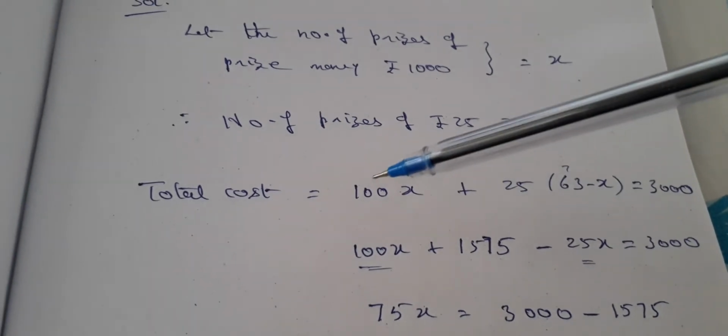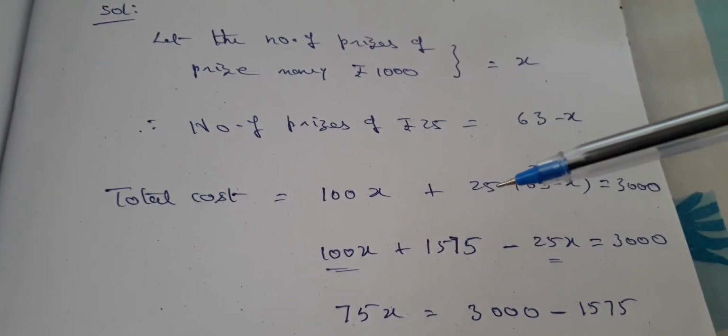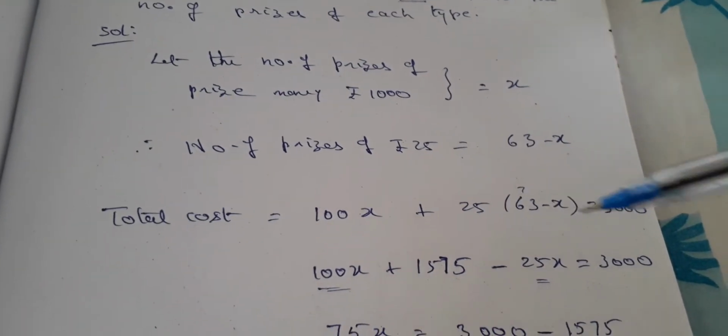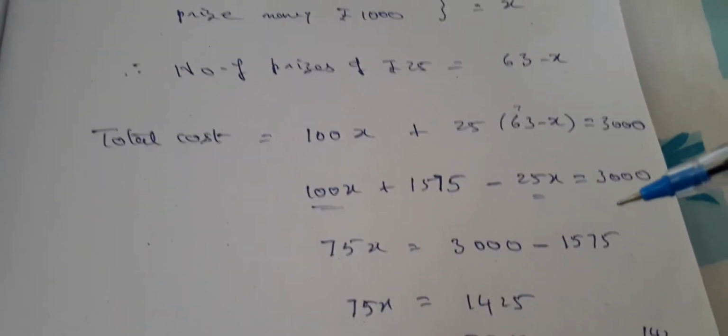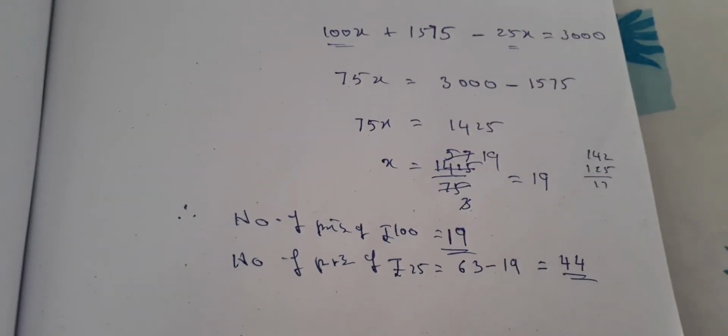So 63 minus x. And thus now the total cost would be the cost of each one multiplied by the number. So the cost of each one is 100 here, the number is x. Cost of each one is 25 and the number is 63 minus x. So you added everything and equated it to the total value 3000. So we got the equation, and then we simplified it and got the final values to be like this.